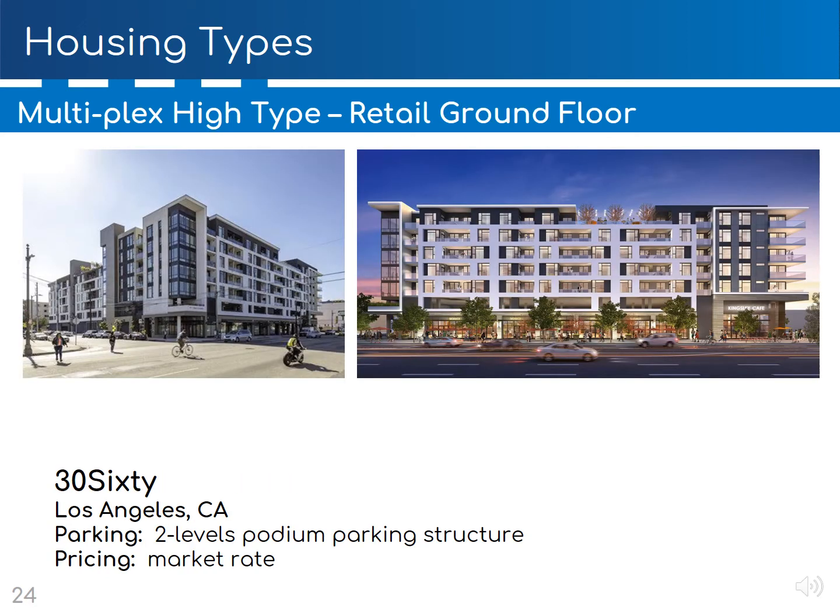The 3060 project in Los Angeles is another example of a multiplex dwelling type. In this design, residential units constructed with wood construction sit on top of a concrete podium, which contains a 2-level above-ground parking structure. The podium also includes ground floor retail and architectural treatments that hide the parking.